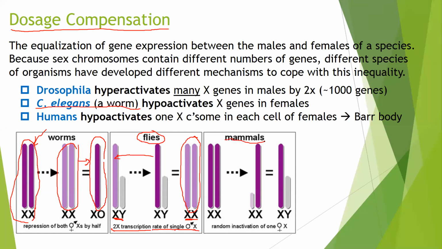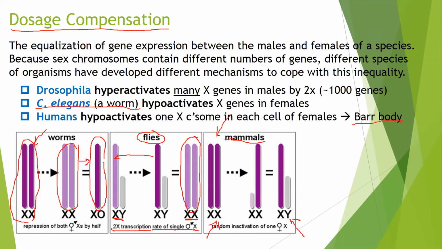So in mammals, like in humans, we use another different mechanism to achieve dosage compensation, to achieve the balance between male and female. So what is that? In humans or in other mammals, males only have 1 copy of the X chromosome. Females have 2 copies. So how do we achieve the balance between male and female? The mechanism is called the bar body.